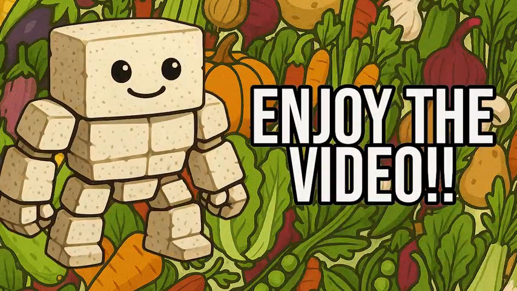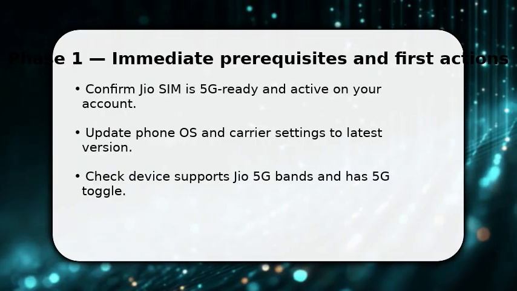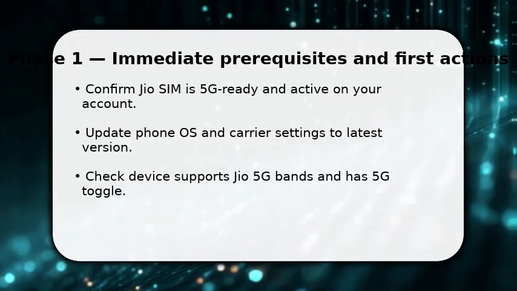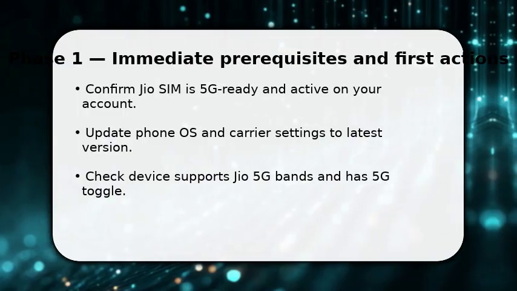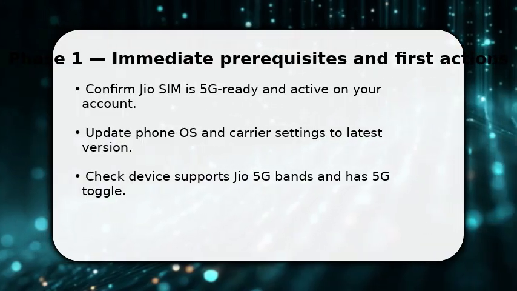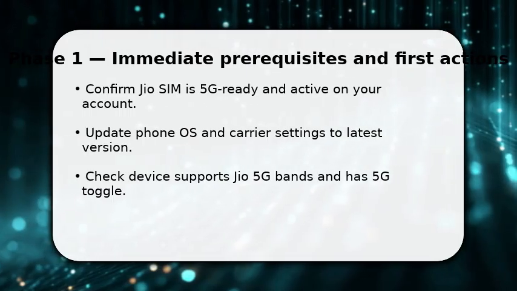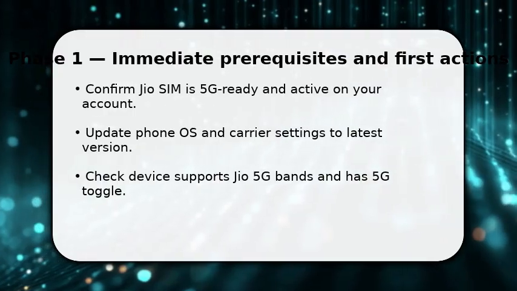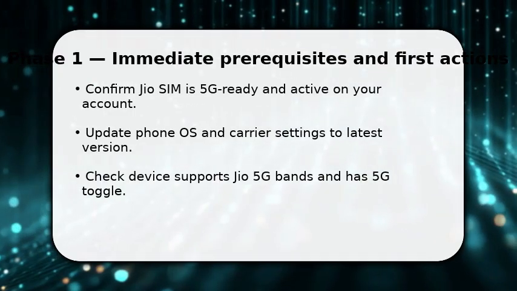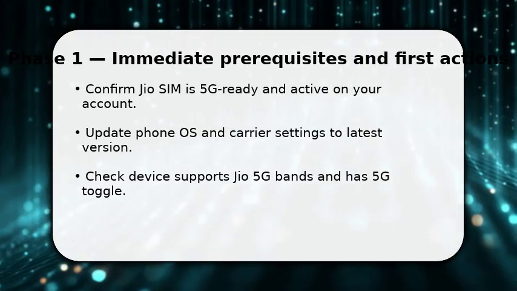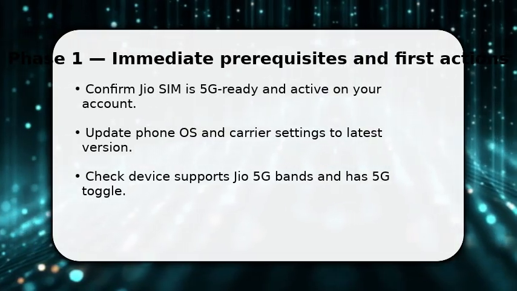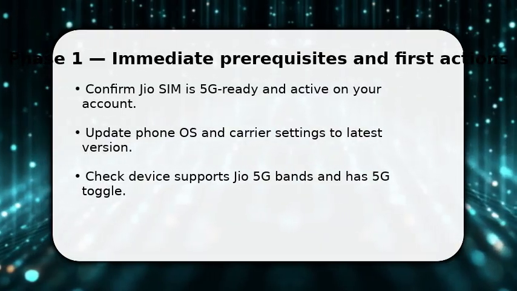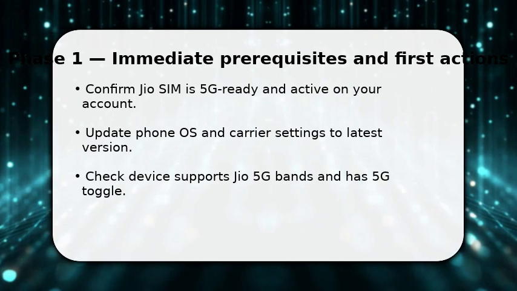Please enjoy the video. You start by confirming your Geo SIM is provisioned for 5G. Call customer support or check the app. Once done, update your phone OS and carrier settings to avoid compatibility issues because outdated firmware blocks bands. Make sure your device supports the specific Geo 5G bands and that the 5G toggle is available in network settings. If you have an eSIM, install and select it. These first actions get you onto the 5G path immediately.